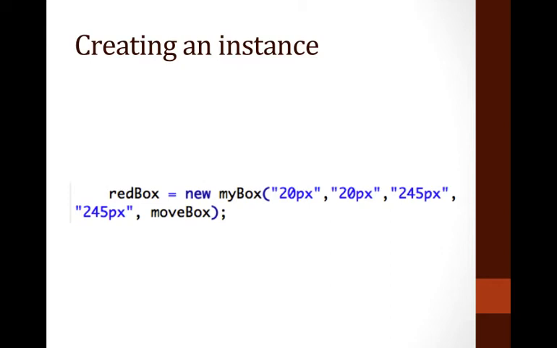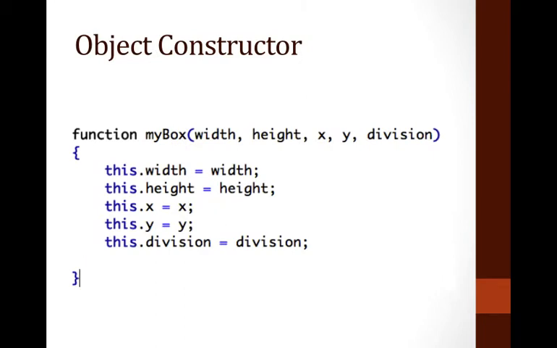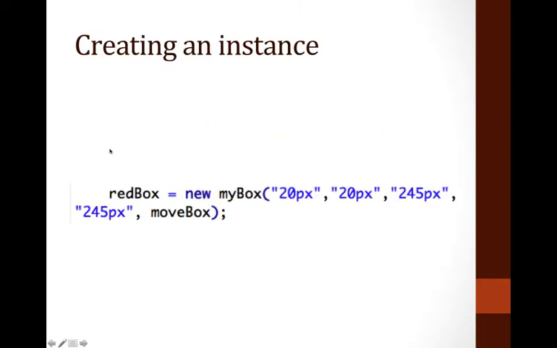When we create an instance, we give it a name, redBox equals new myBox. You can see that that comes back to myBox because this is now our constructor that will allow us to create a new instance of the myBox type of object. So redBox becomes an instance of myBox, and we set its initial values at 20 pixels for wide, 20 pixels high, 245 pixels for the x, 245 pixels for the y, and moveBox is a variable that contains our div tag ID.